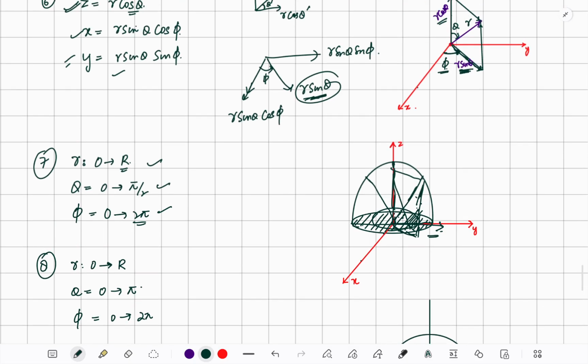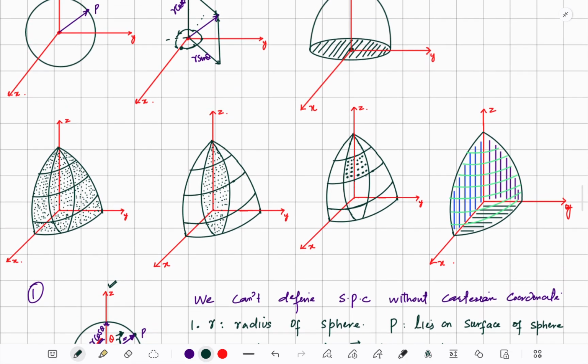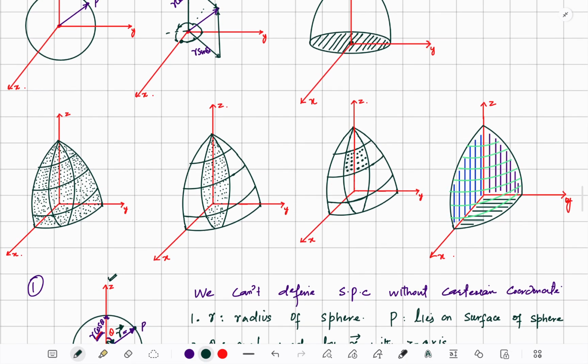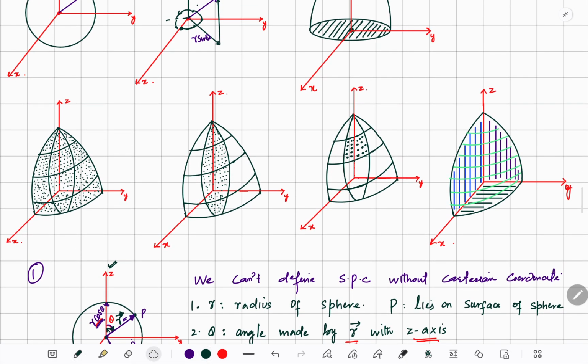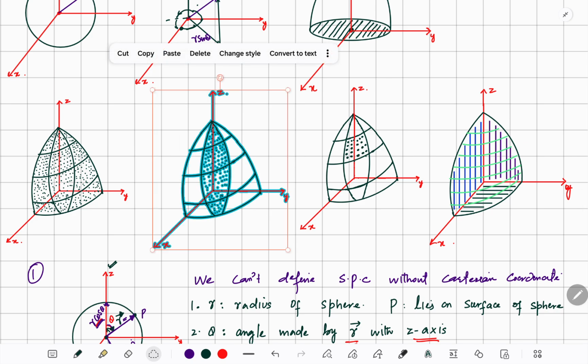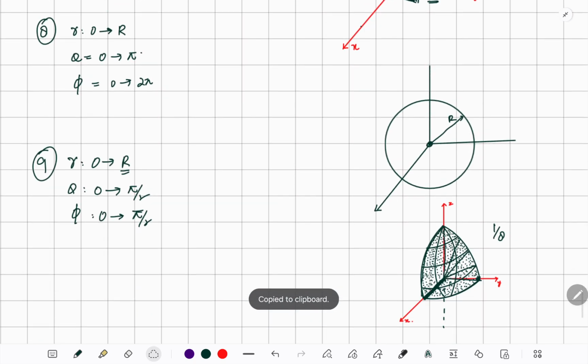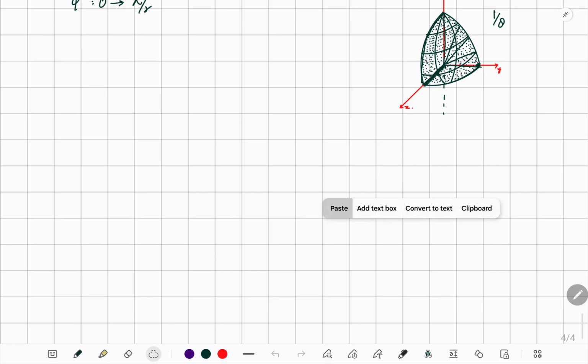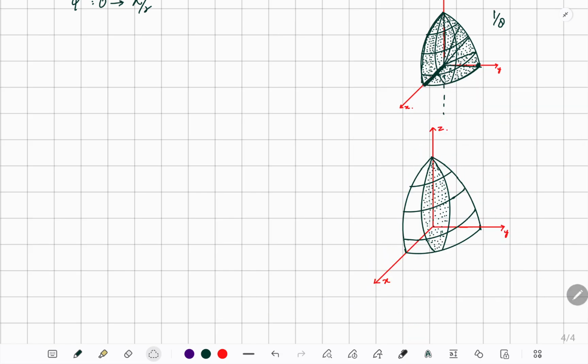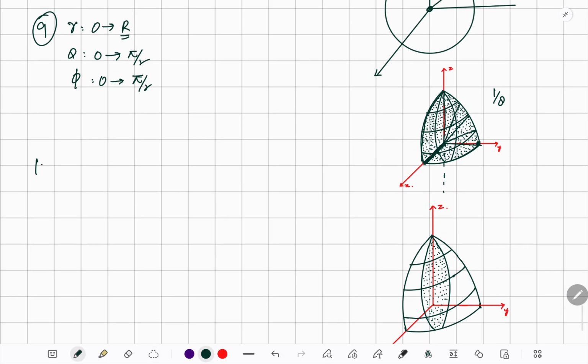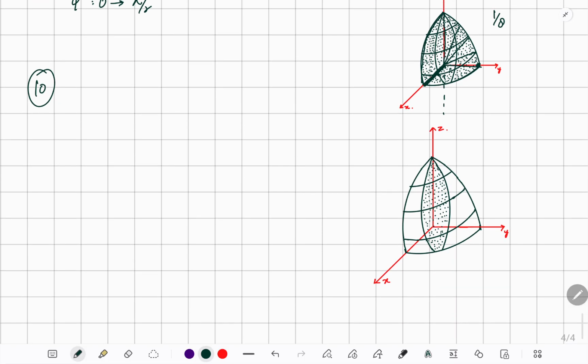Now let's go to this part. Copy, and now let's paste it here. Now this is the 10th point. In this example we have taken only this portion, the dotted portion only. Now again tell me yourself, the radius is the same, 0 to r, there is no confusion about that. r has the range from 0 to r.